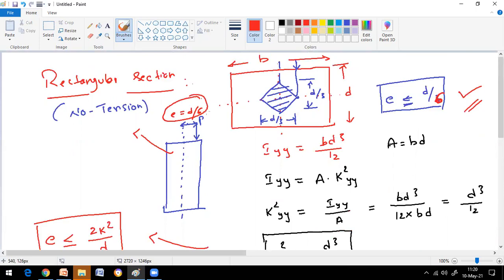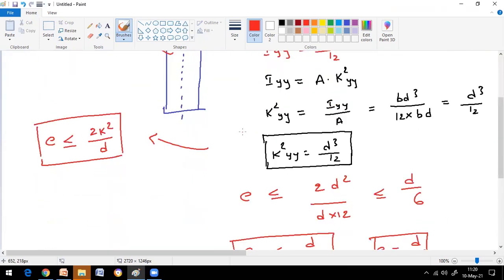Sir, k square is equal to d cube by 12, right? Here E is equal to 2d square. No, k square is equal to d cube by 12. Substitute this k square in this formula, 2k square by d. One d gets cancelled.